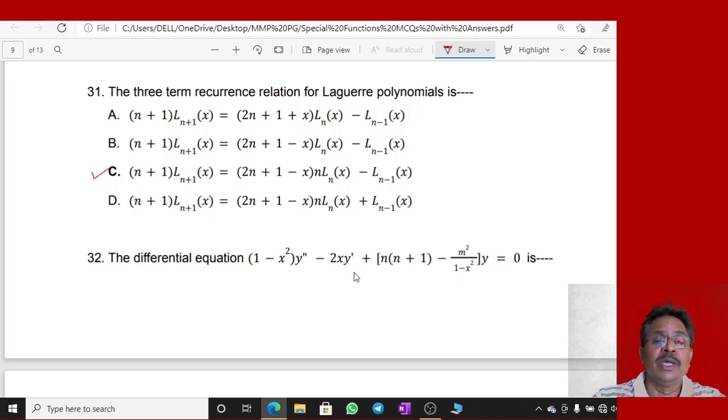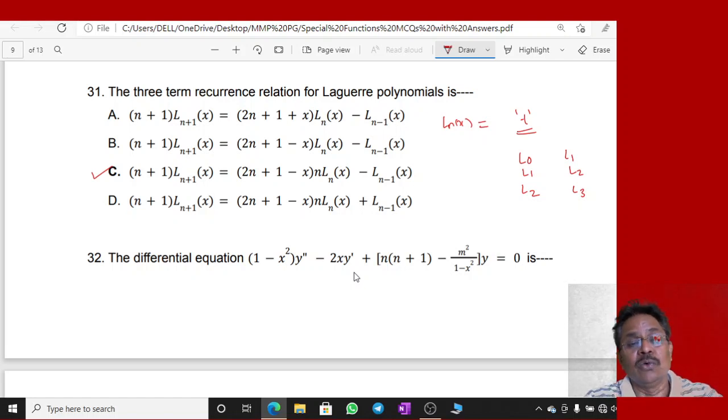As already we have seen, we have to differentiate this Ln of x. So the generating function, whatever we are writing, we have to differentiate first with respect to t, differentiating with respect to t once, and then rearranging the terms there for t raised to n. We get the equation which is given in the form n plus 1 into L n plus 1 of x. So this is Ln plus 1, this is Ln and Ln minus 1. So knowing L0 and L1, one can find out L2. Knowing L1 and L2, one can find out L3.